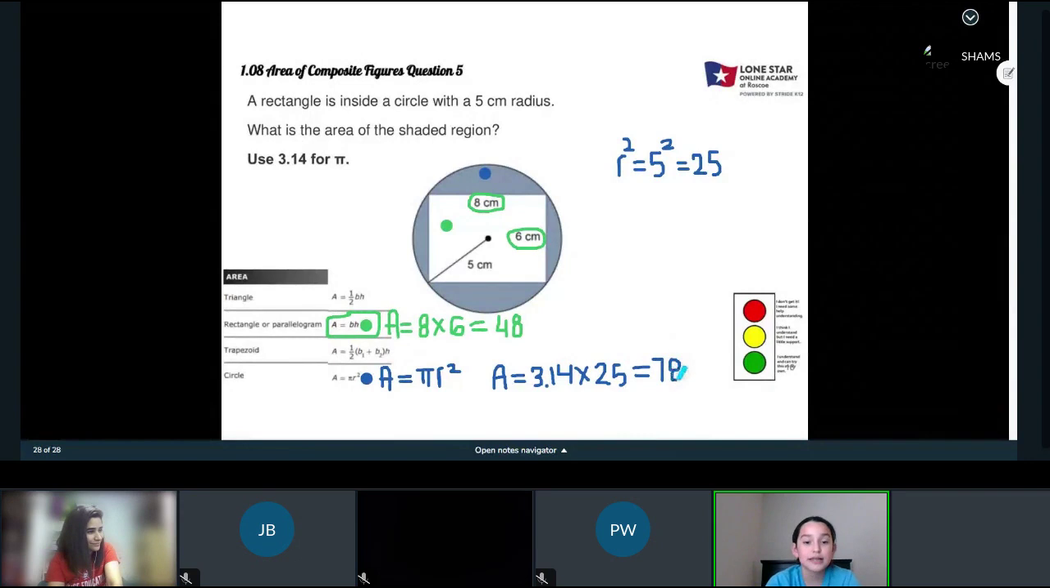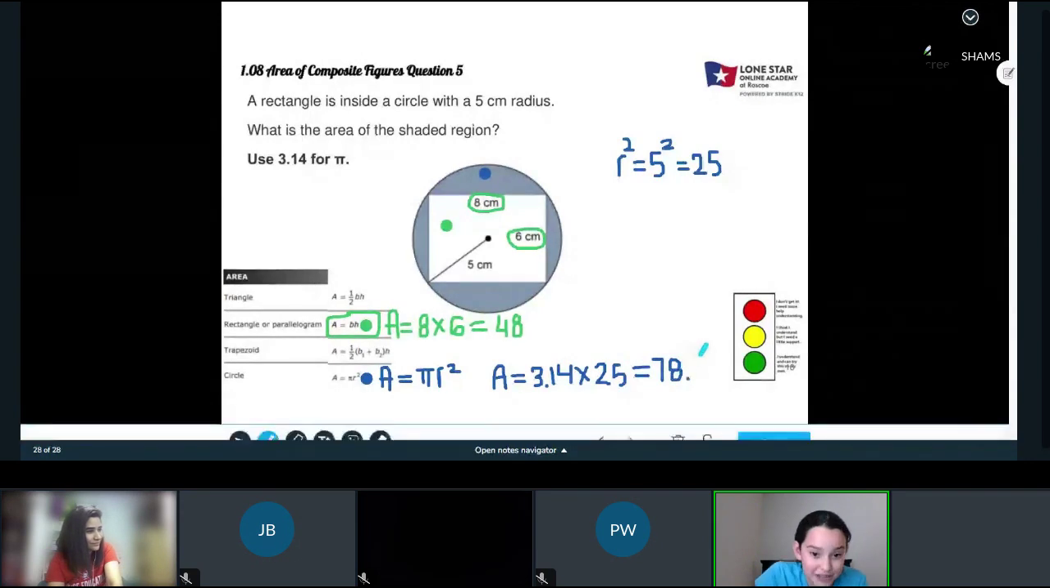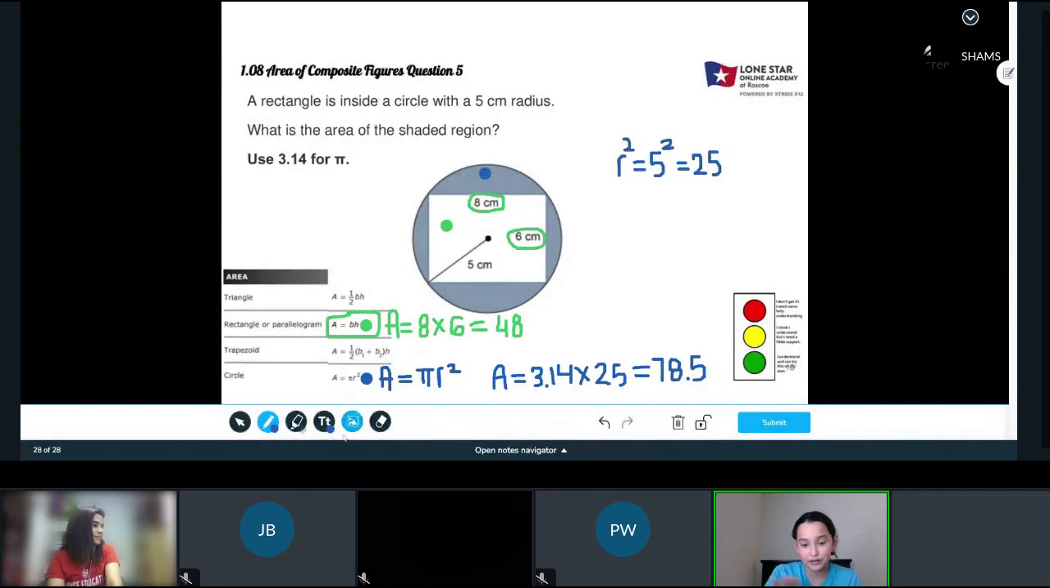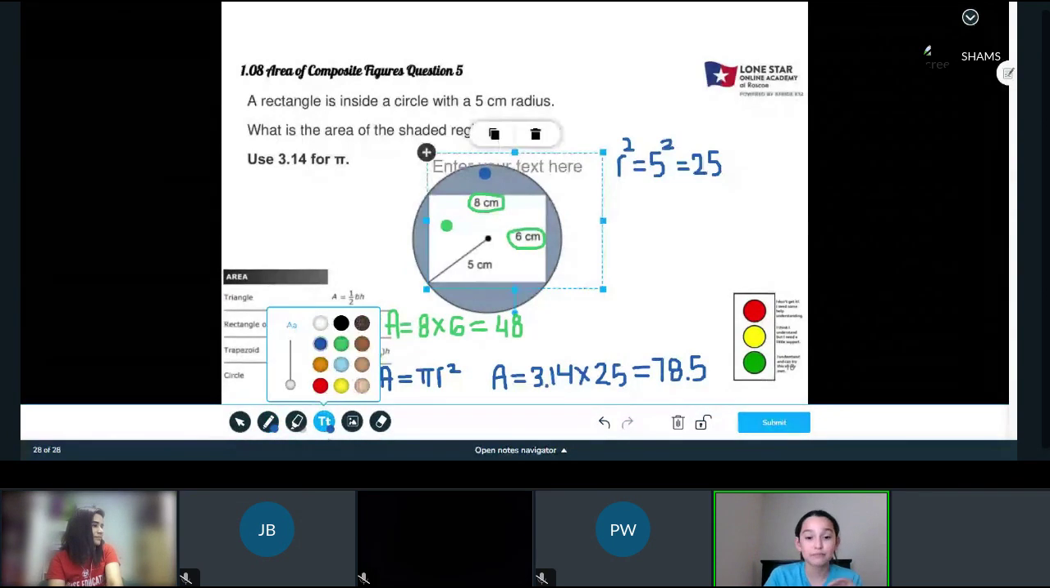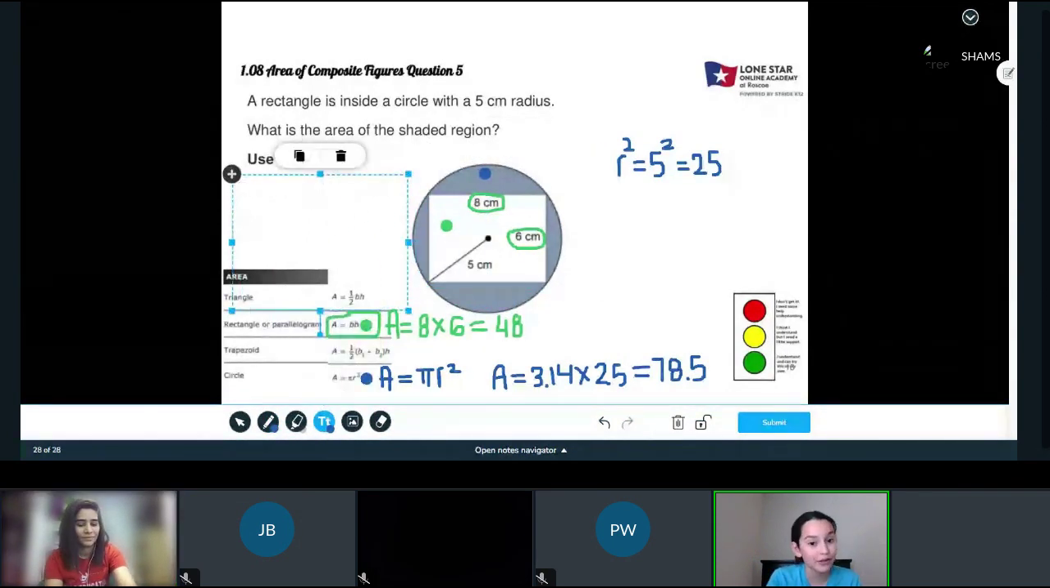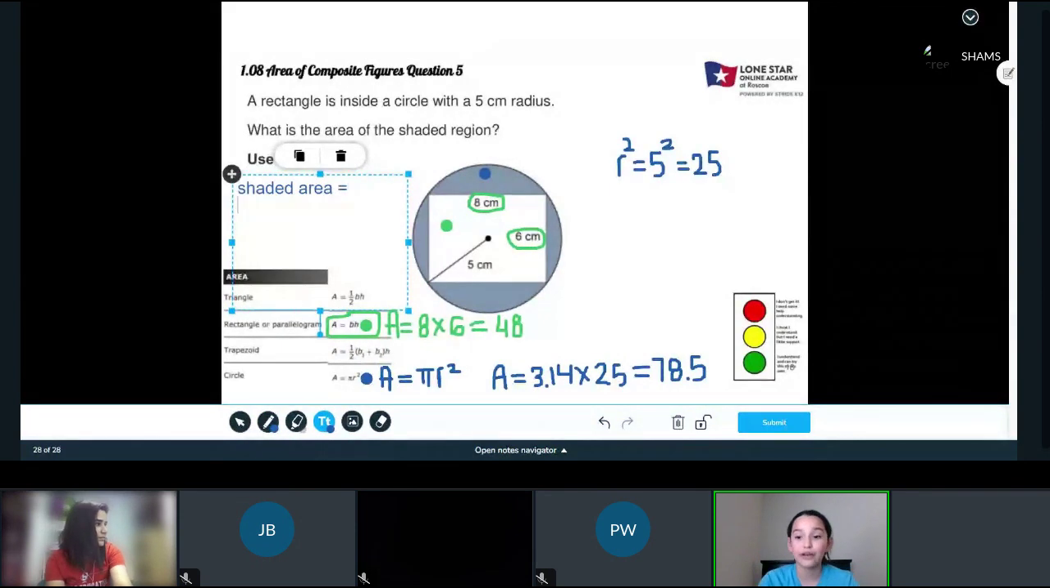And now, since we're looking for the shaded region, we're not looking for the rectangle in the middle. We have to subtract green, the color coded green, which is 48, from 78.5, and that will give us the area for the shaded region, which will be 30.5. Excellent. 30.5.